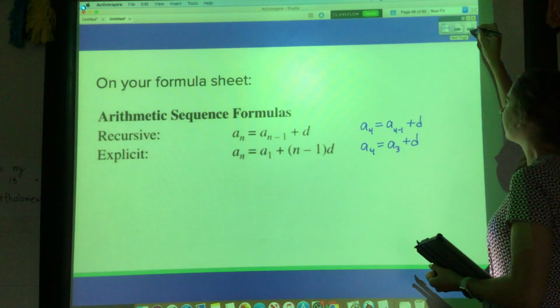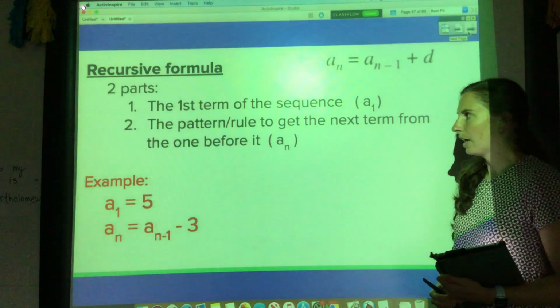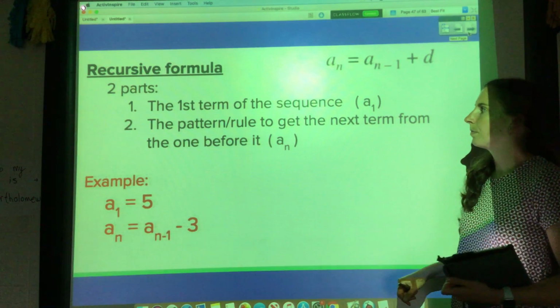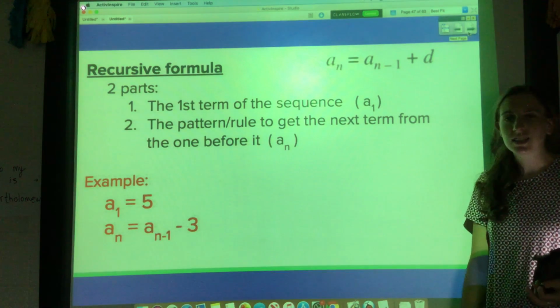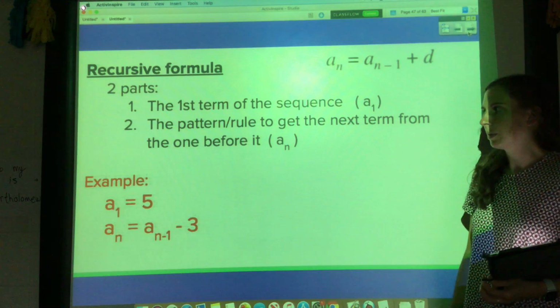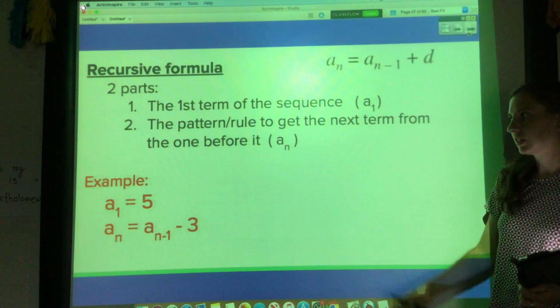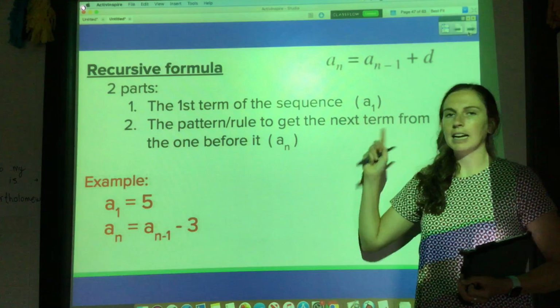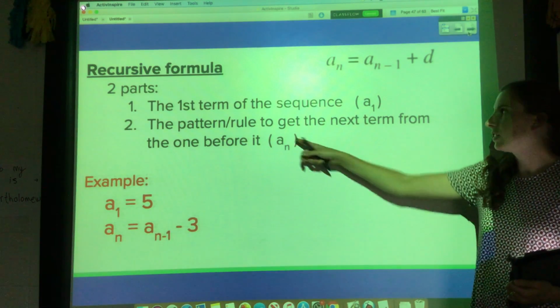So let me write that down for you a little more explicitly. To come up with a recursive formula, you need two parts. The first term of the sequence, A1, and that is not on your formula sheet, you're going to need to remember that. And then you need the formula itself. It's the pattern or rule to get to the next term based on the one before it. And that is on your formula sheet.